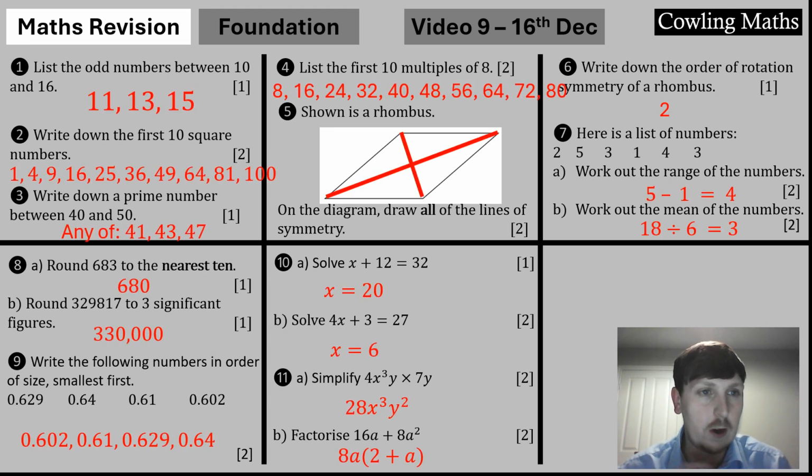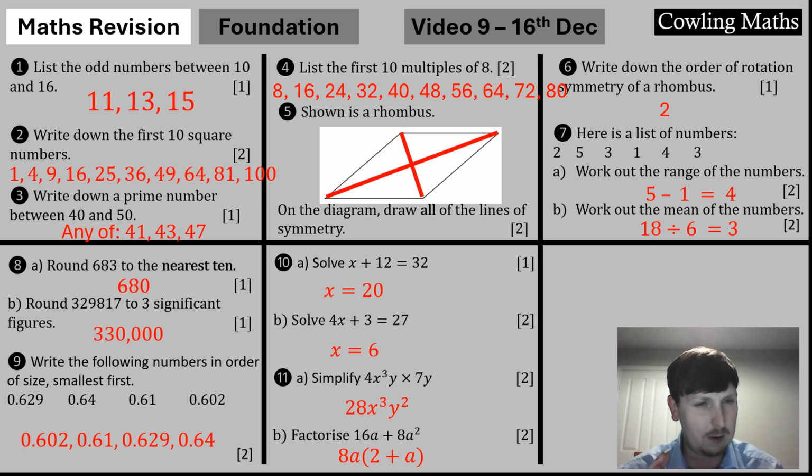On the first one, the odd numbers between 10 and 16 are 11, 13, and 15. The first 10 square numbers are 1, 4, 9, 16, 25, 36, 49, 64, 81, and 100. Prime numbers between 40 and 50, you can have 41, 31, or 47.